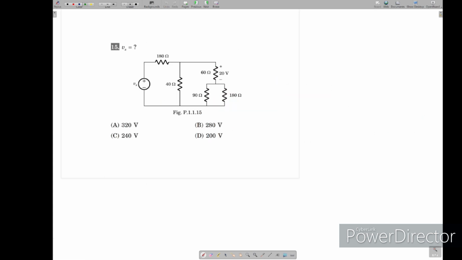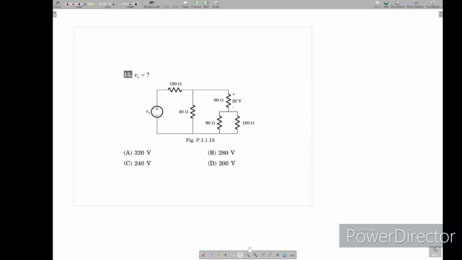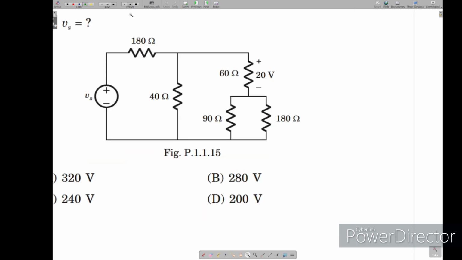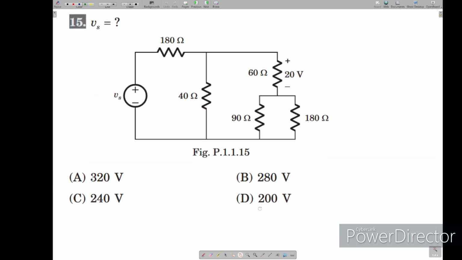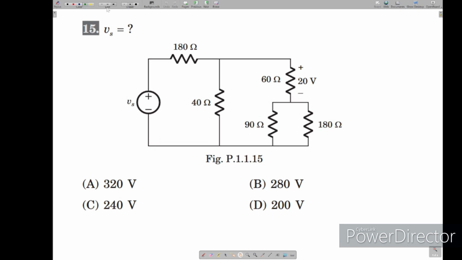This is also basics of KVL. See this, they're asking, so this is like going in a reverse way. Earlier they gave the source and asked to find the rest. Now they have given everything here and ask us to find the source voltage. Here we don't know, only for us the key is this 20 volts.